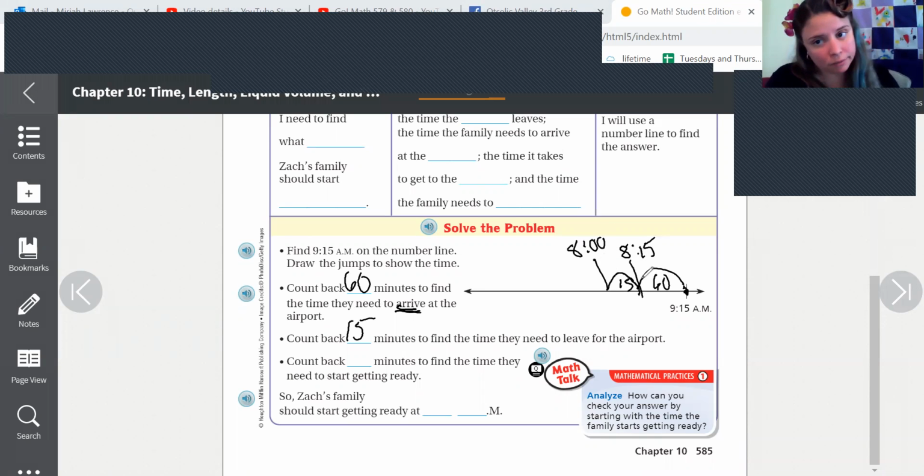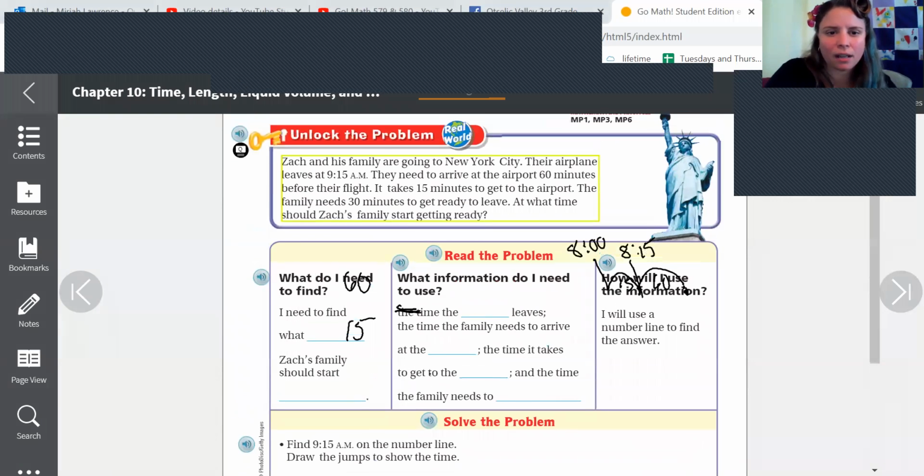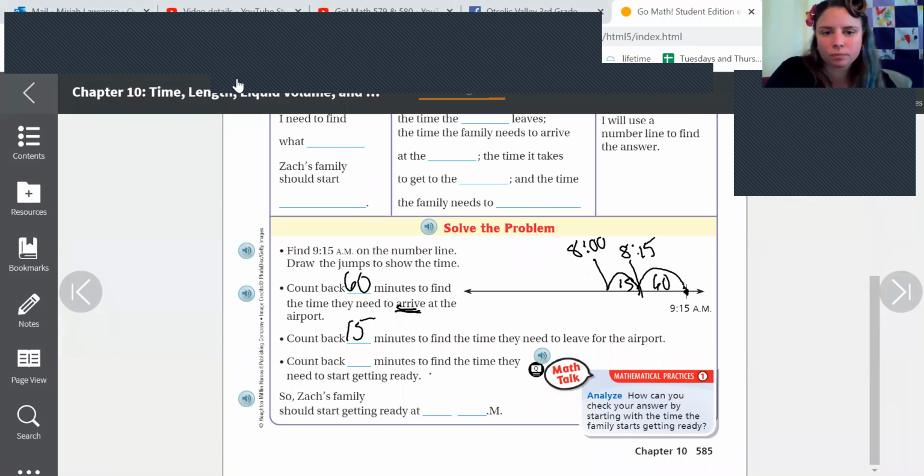All right, are we done? Nope, we got a couple. We got, I think, one more bump to go. Count back blank minutes to find the time they need to start getting ready. You remember how much time it took them to get ready? Me neither, so I'm going to go back and look. The family needs 30 minutes to get ready. So now we need to add another little bump. We're going back 30 minutes. You could probably have made your bumps bigger.